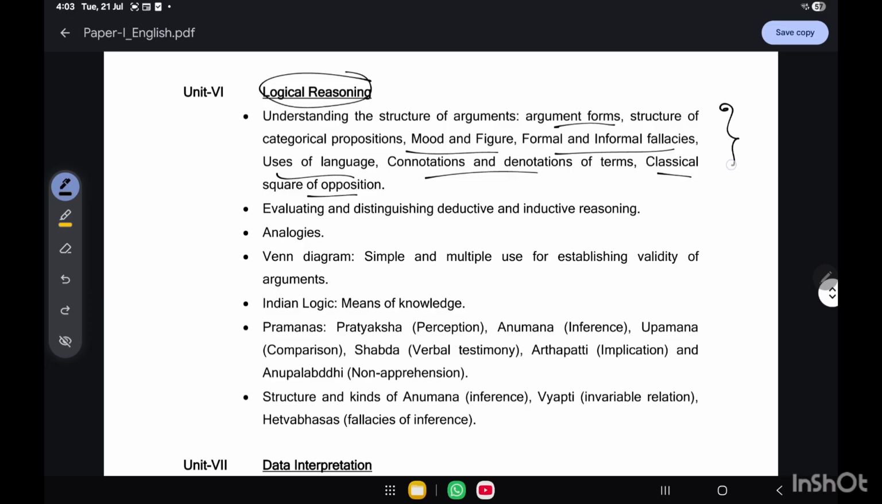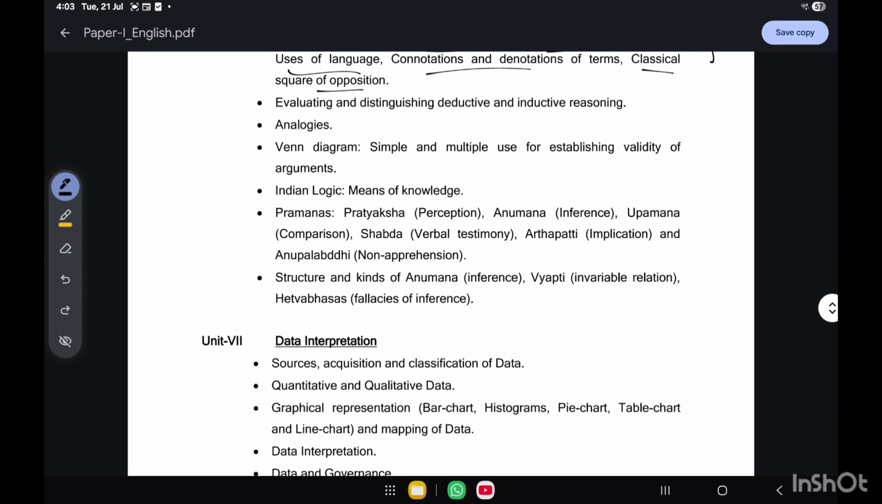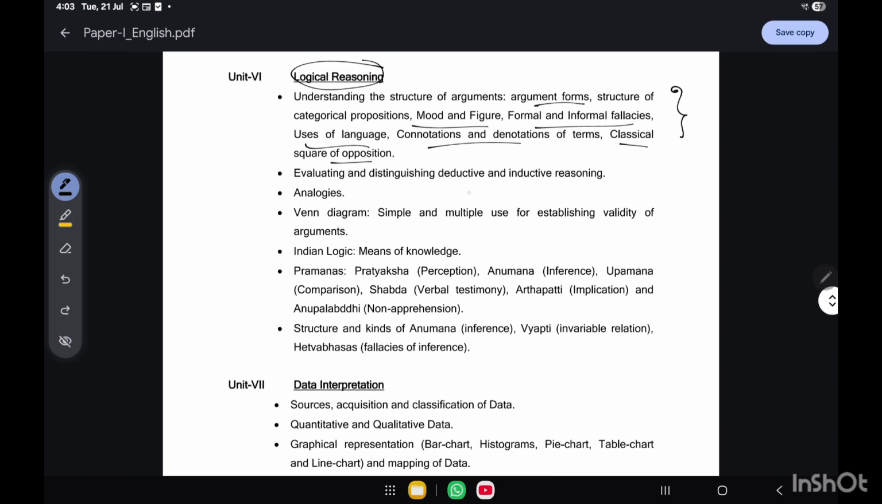Might be these words seem very new to you, but yeah, once you start studying unit 1, unit 2, unit 3 like this, you'll get to know what is this logical reasoning, what all it includes, how I have to study. Okay. And like evaluating and distinction between deductive and inductive reasoning, related to analogies, related to Venn diagrams you're gonna study. Okay.